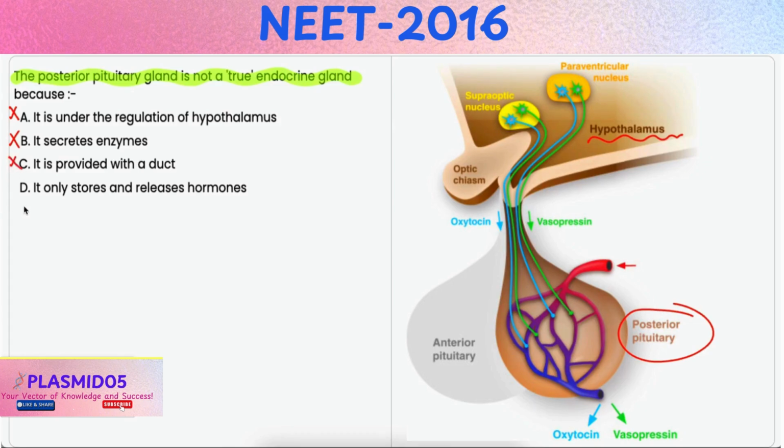Option D, it only stores and releases hormones. Now, the posterior pituitary gland is considered not a true endocrine gland because it does not produce its own hormones. Instead, it stores the released hormones that are produced or synthesized by the hypothalamus, such as oxytocin and vasopressin. So, this distinguishes it from other endocrine glands, which both produce and secrete their own hormones. Hence, it is the correct option.